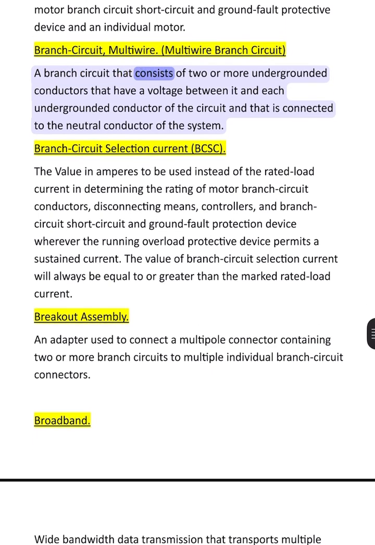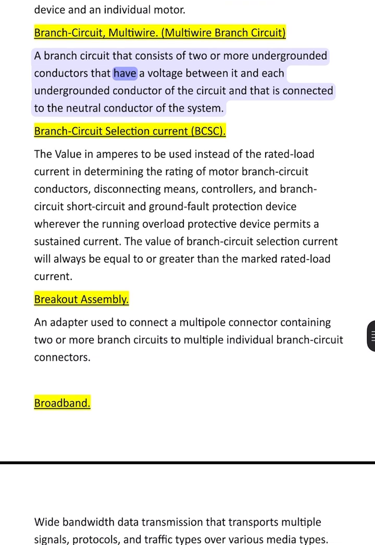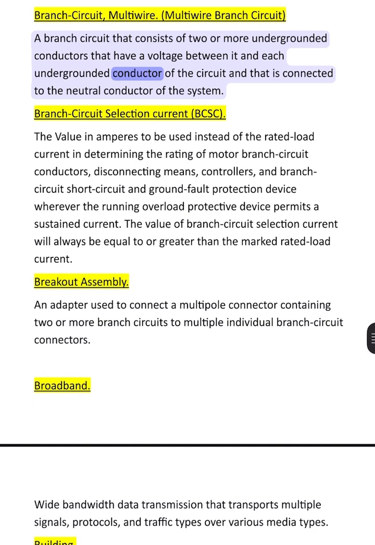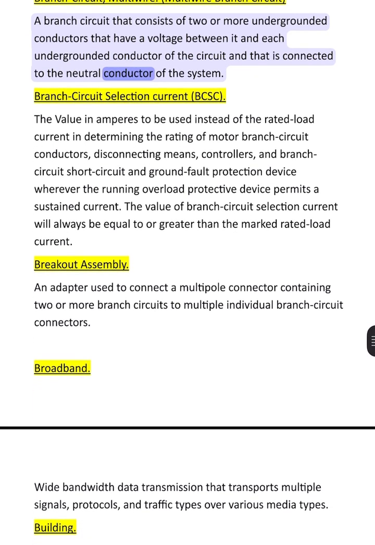Branch circuit, multiwire branch circuit. A branch circuit that consists of two or more ungrounded conductors that have a voltage between them and each ungrounded conductor of the circuit and that is connected to the neutral conductor of the system.